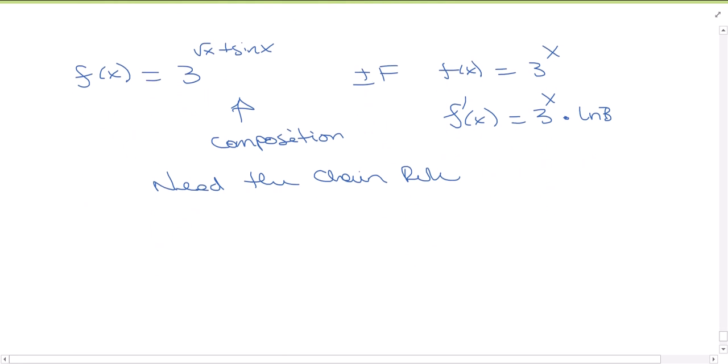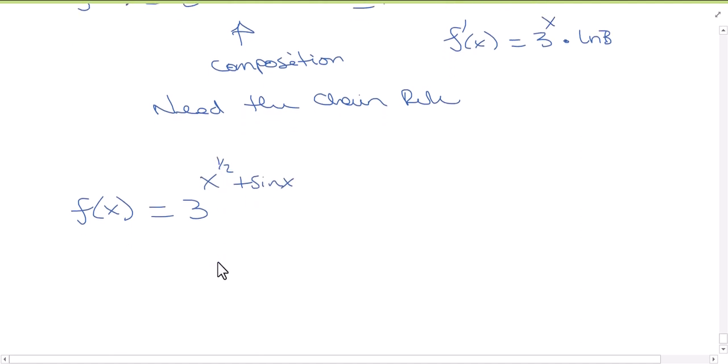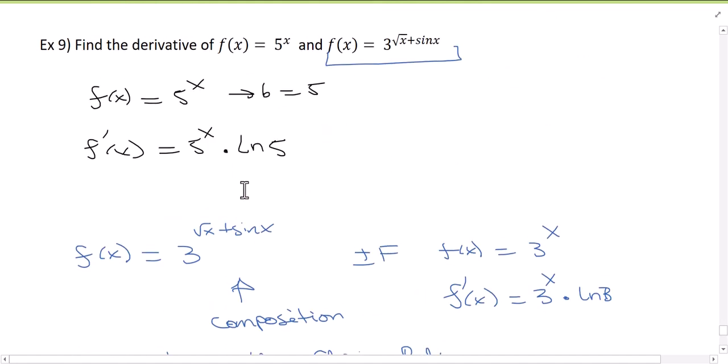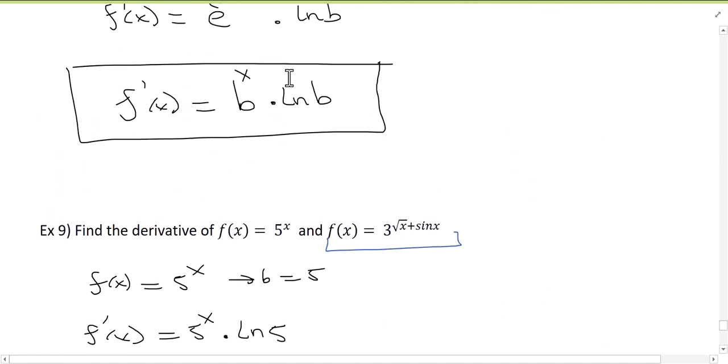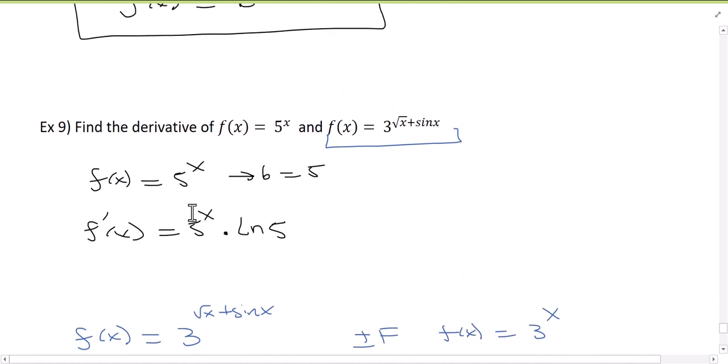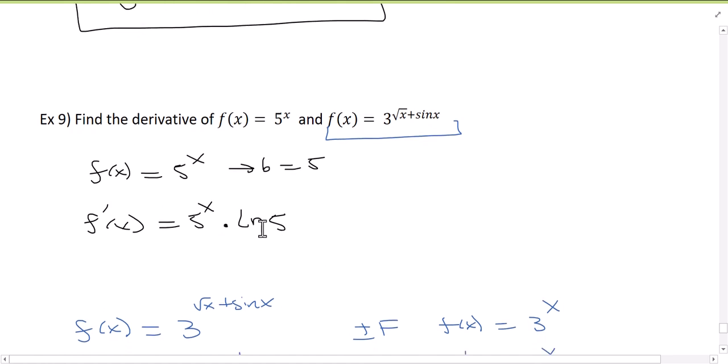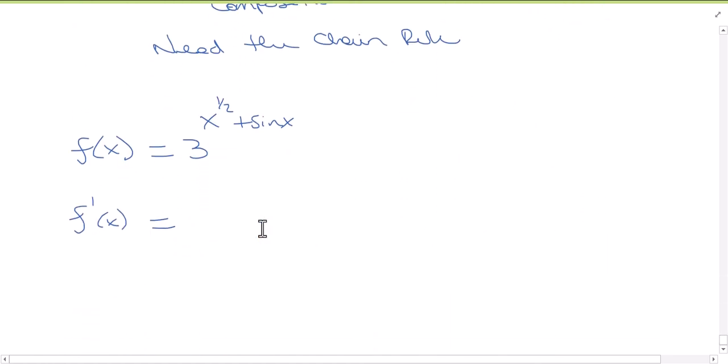So what is our derivative then going to be? So f of x, let me just rewrite it. 3, it will be x to the 1/2 plus sine x, right? Because I need to take the derivative of that. So f prime, then using the chain rule, I know the derivative of b to the something is I always get the exponential back. So I'm going to get my exponential back times the natural log of the base. So here I'm going to get my exponential back. So I'm going to get 3 to the x to the 1/2 plus sine x.